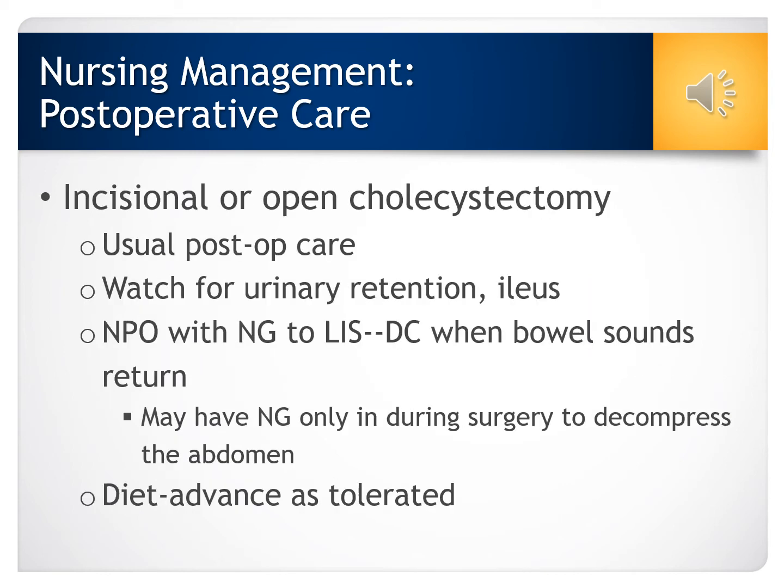If a patient has an incisional or an open cholecystectomy, they will also receive the usual post-op care. In addition, we'll watch for urinary retention and post-operative paralytic ileus. The patient usually is NPO, and they may or may not have an NG tube to low intermittent suction. Typically, the NG tube will remain until the bowel sounds return. The patient may have the NG tube only during surgery to help decompress the abdomen, and then we'll advance the diet as tolerated.